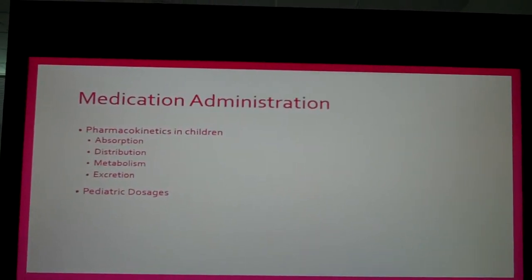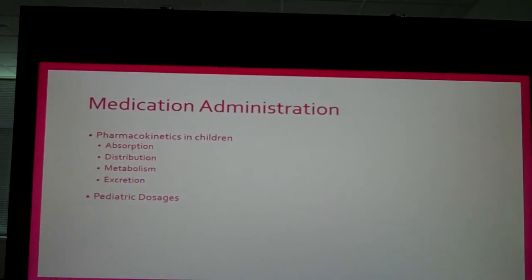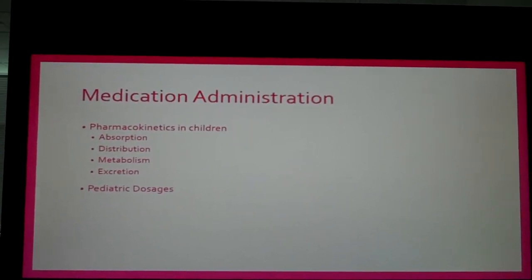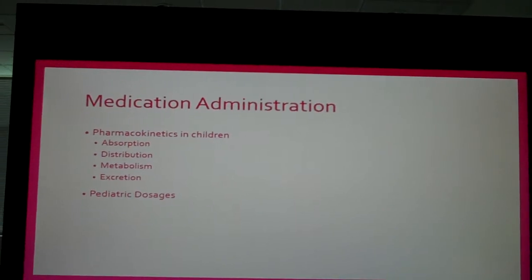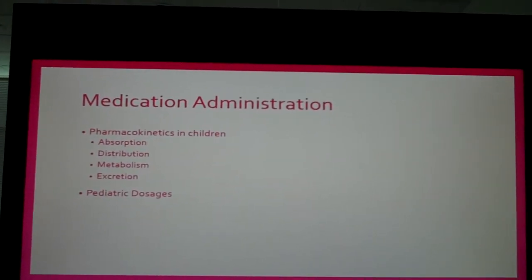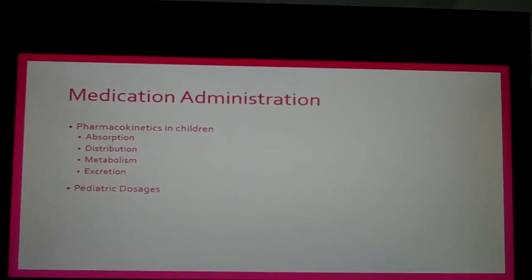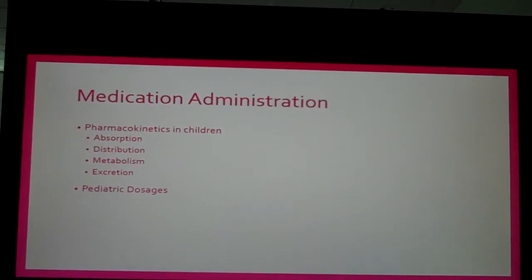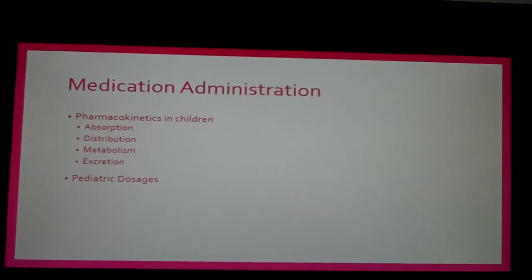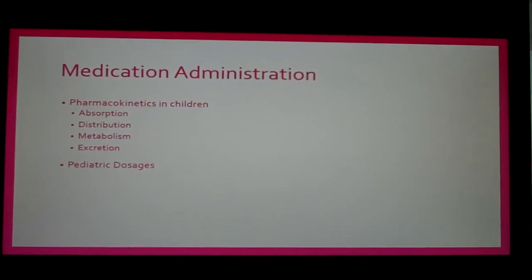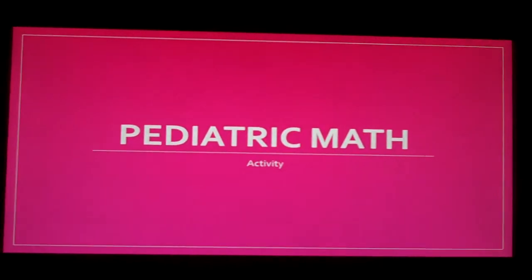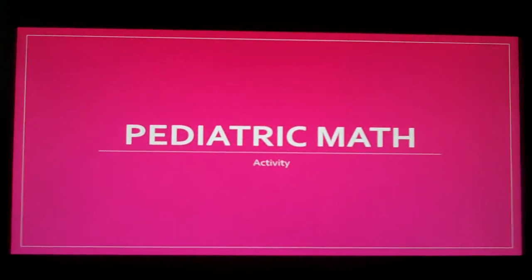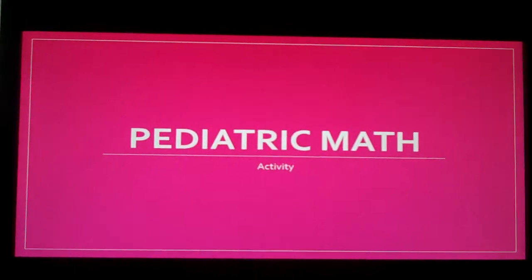For excretion, metabolites that are eliminated by the renal system, limited amounts should be used until about 12 months of age, because 12 months is when kidney function is mature in children. So anything that's metabolized by the kidneys needs to be used with caution prior to 12 months of age. We'll do a pediatric math activity together so you all know how to calculate body surface area.